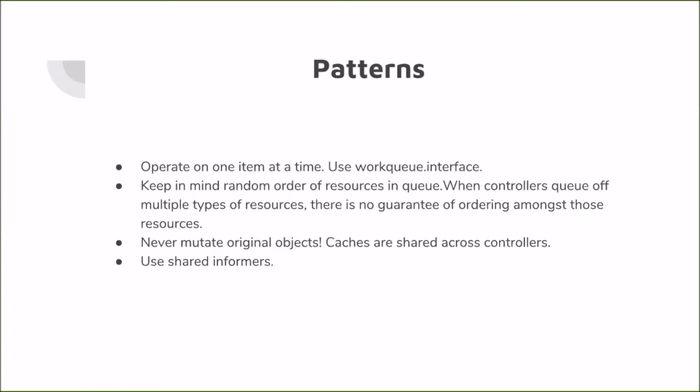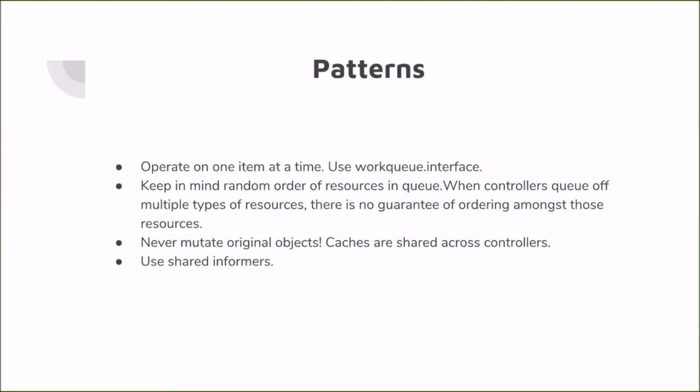And one more important point to remember is the random order of resources in the queue. When the controller is queuing multiple types of resources, there is no guarantee of ordering, right? So you must not take it for granted that if you have created 2 or 3 objects, they will go into the queue sequentially and follow your logic accordingly. You can break your logic if you assume this.